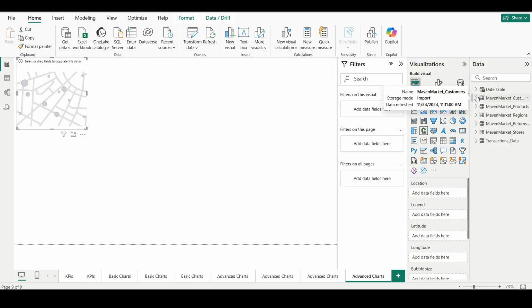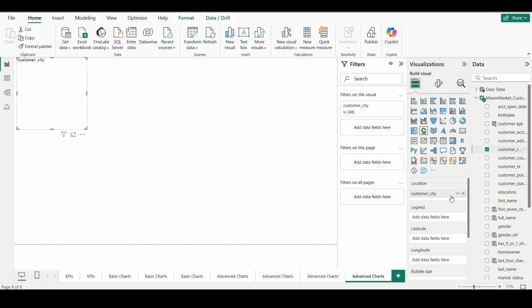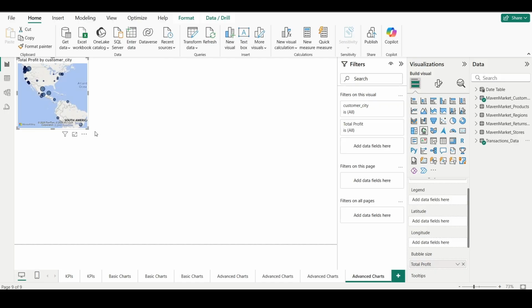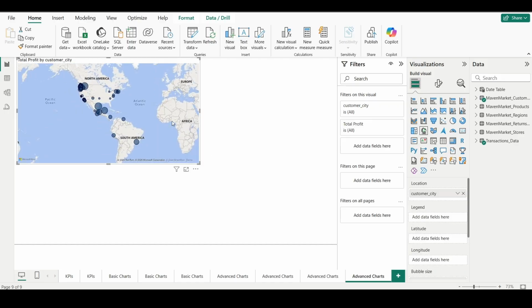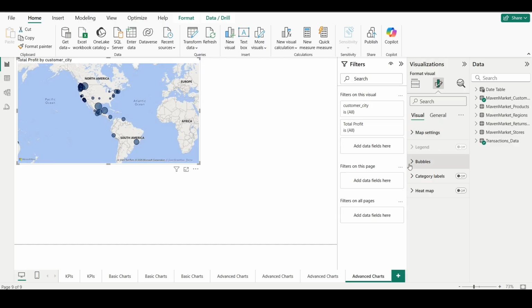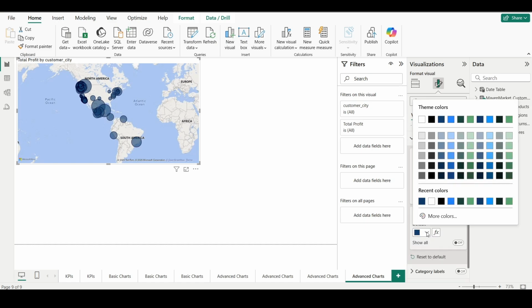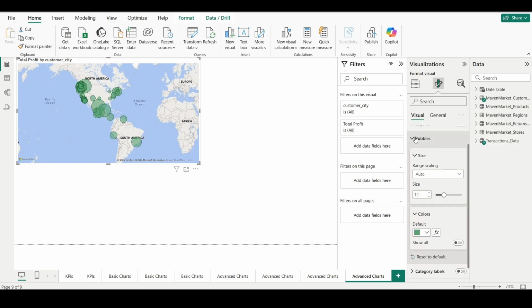Click on the chart, drag customer city onto the location, and drag total profit onto bubble size. Let's increase the chart for better visibility. We can also change bubble size and bubble color using the options available in Format Your Visual option. Let's change and check. Go to Format Your Visual. Click on Bubbles. You can increase or decrease the size of the bubbles. And you can also change the colors. Let's change the color from blue to green.